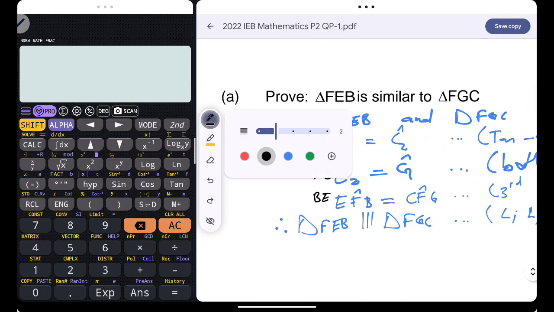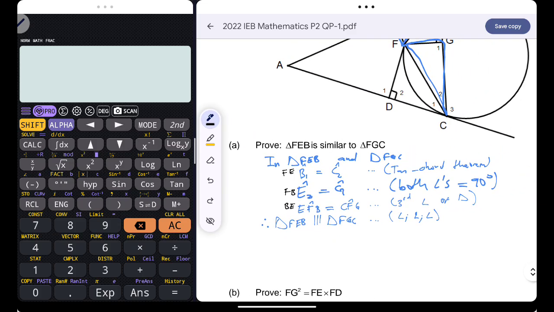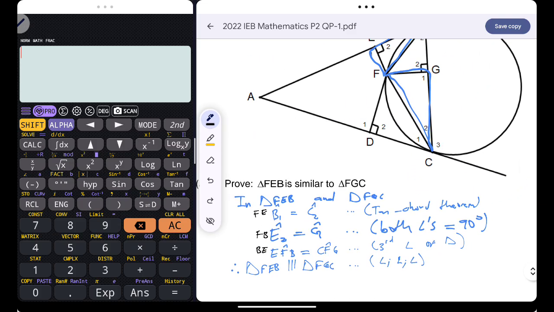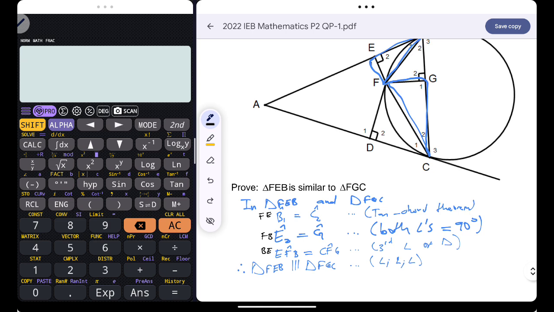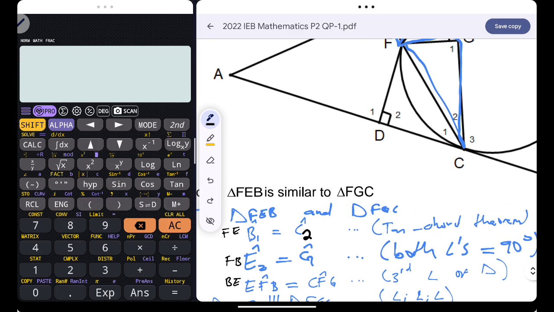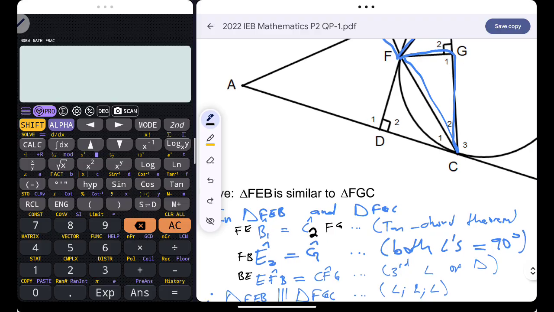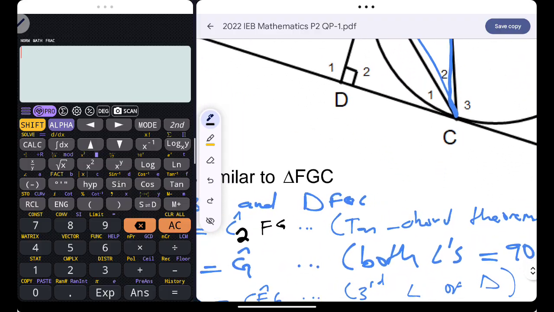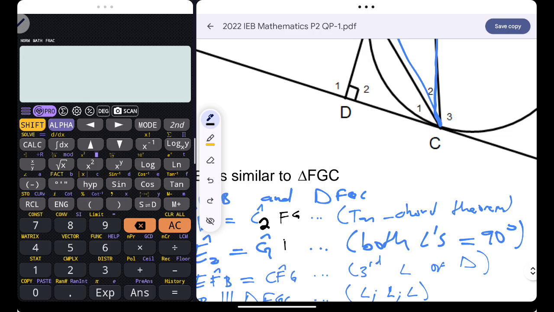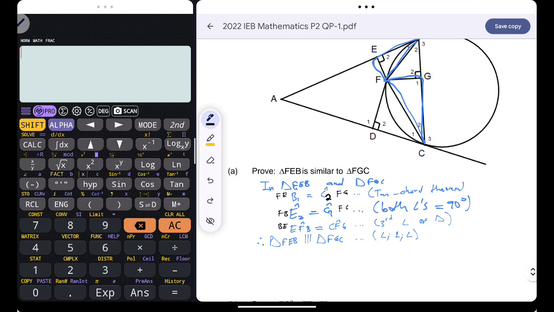And then if you focus on the other triangle FGC, angle C2 is subtended by line FG, and then angle G1 is subtended by line FC, and then angle CFG is subtended by line GC.